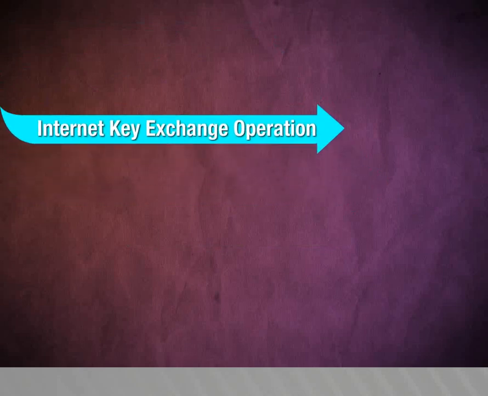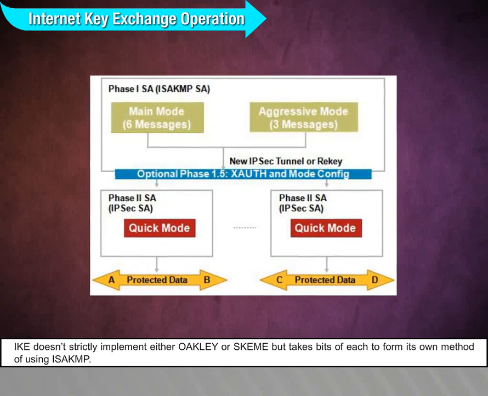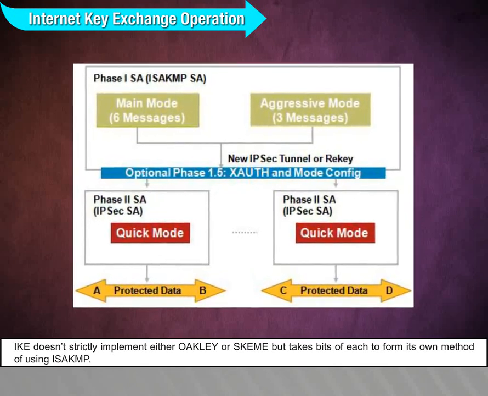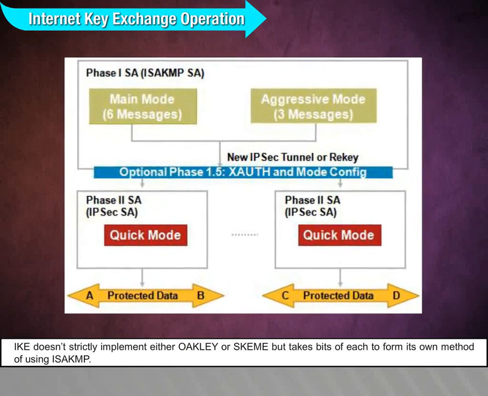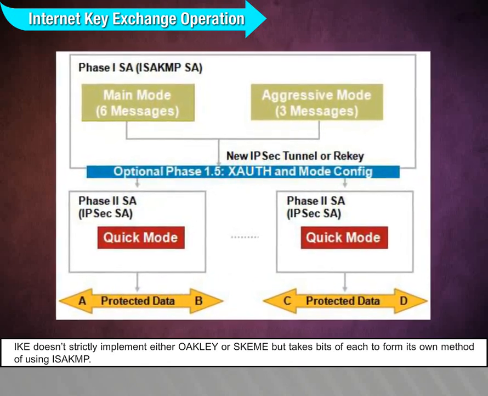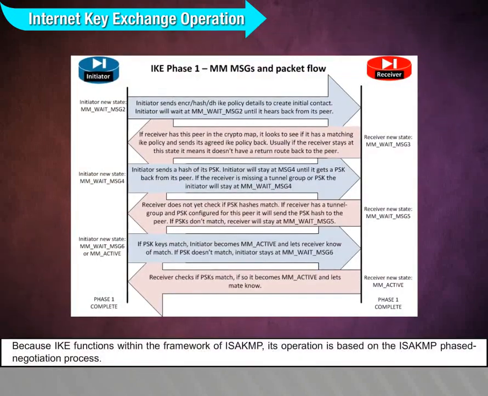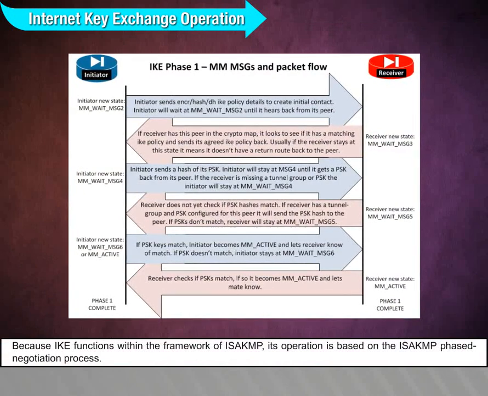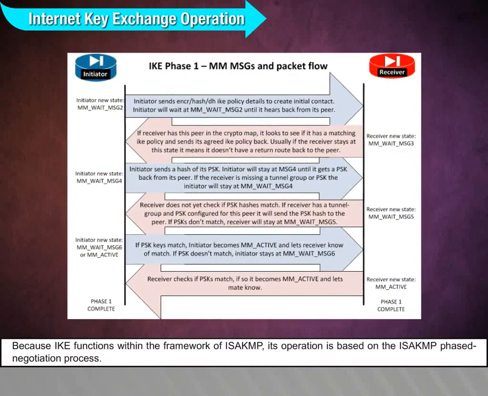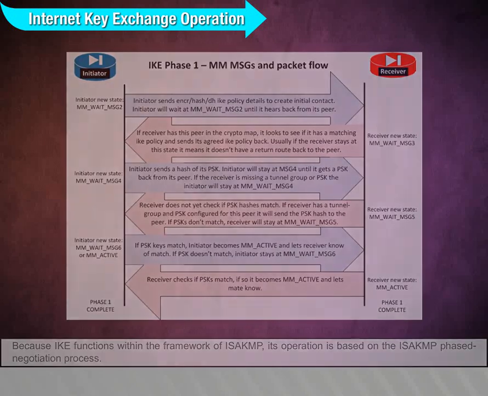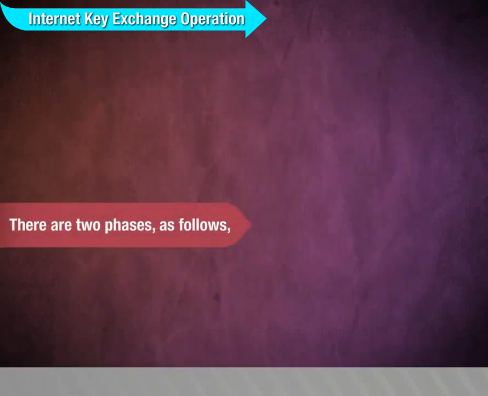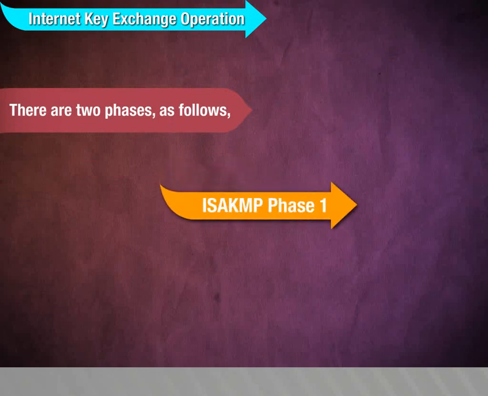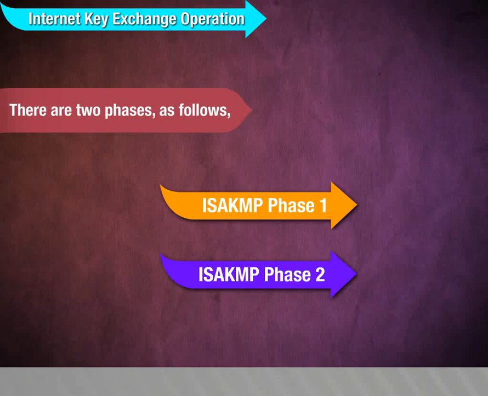Internet Key Exchange Operation. IKE does not strictly implement either OAKLEY or SKEME, but takes bits of each to form its own method of using ISA-KMP. Because IKE functions within the framework of ISA-KMP, its operation is based on the ISA-KMP phased negotiation process. There are two phases as follows: ISA-KMP Phase 1, ISA-KMP Phase 2.